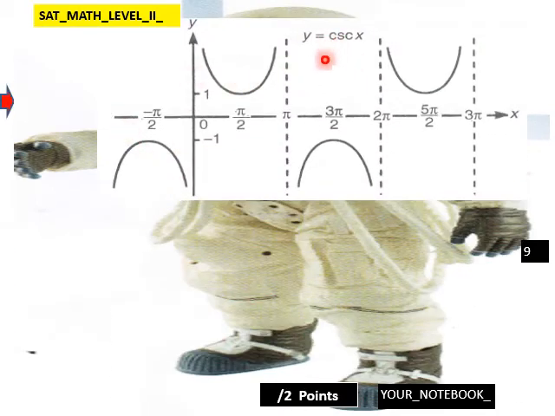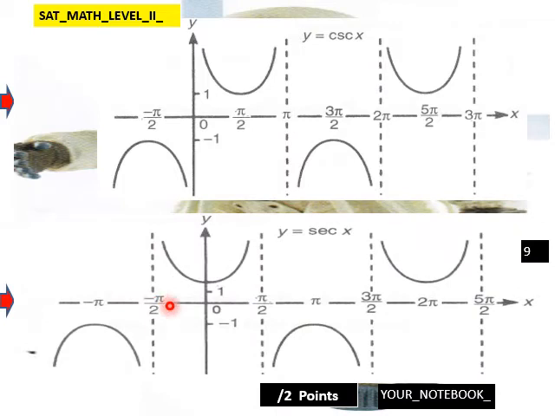And then here's our cosecant, y equals cosecant x, and it goes like this. Here are the vertical asymptotes of your cosecant, and then here's your secant function. Again, here are your vertical asymptotes, multiples of pi over 2.